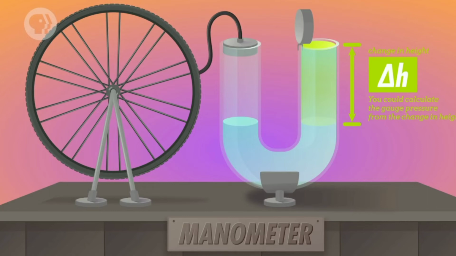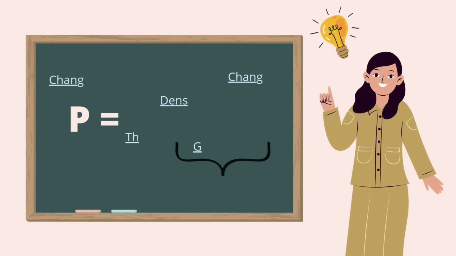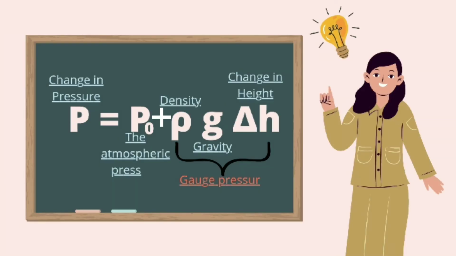If you measure the difference in fluid height directly, you'd get what's known as gauge pressure, the difference between atmospheric pressure and the pressure inside the tire. But the actual pressure of the tire, the absolute pressure, is the atmospheric pressure plus the gauge pressure, so the pressure inside the tire will be equal to the atmospheric pressure plus the density of the fluid inside the manometer times small g times the difference in the height of the fluid.